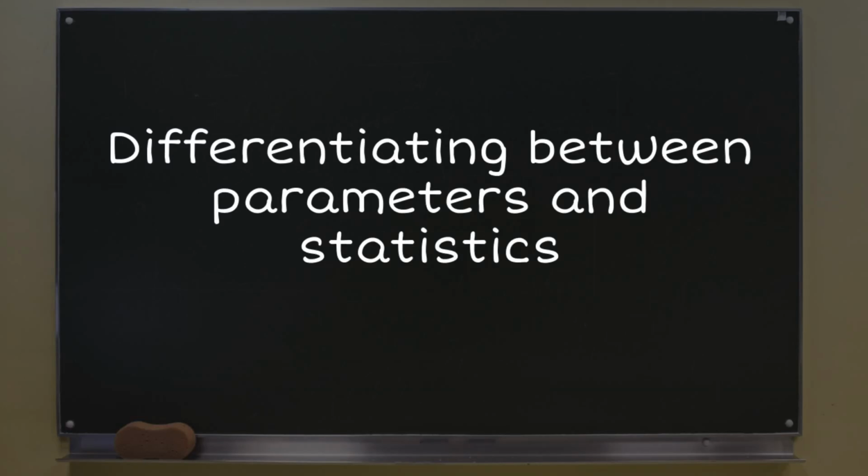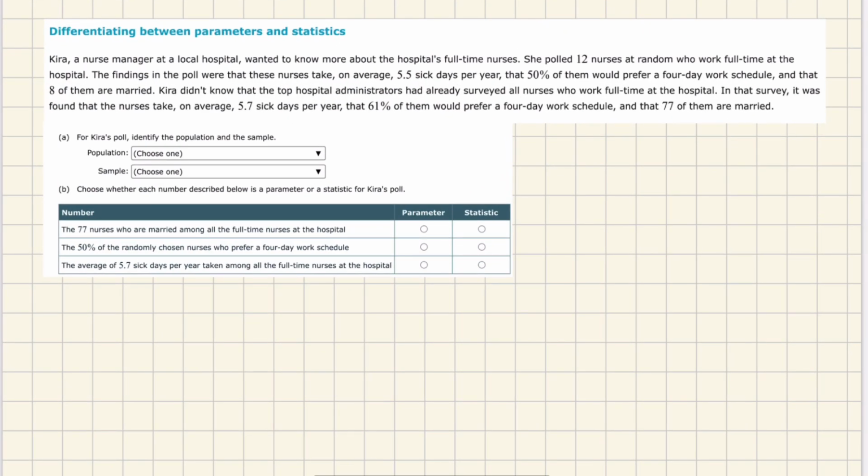In this video, I'll be helping you with the ALEKS problem type called differentiating between parameters and statistics. In this example, we're given quite a bit of information. We're told that Kira, a nurse manager at a local hospital, wanted to know more about the hospital's full-time nurses. She polled 12 nurses at random who work full-time at the hospital. The findings of the poll were that these nurses take, on average, 5.5 sick days per year, that 50% of them would prefer a 4-day work schedule, and that 8 of them are married.